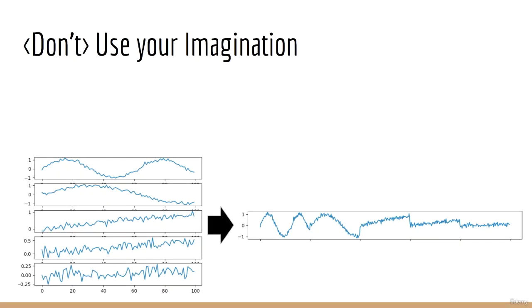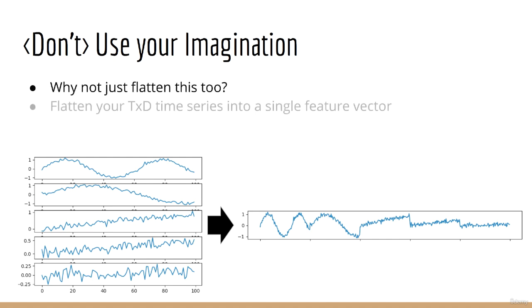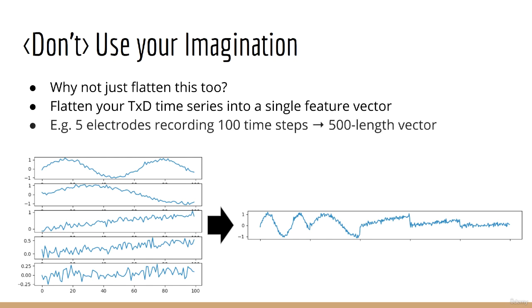Well, here's an idea that requires pretty much no imagination at all. Why not flatten this data too? Let's take a T by D matrix and turn it into a T times D sized vector. Let's say you have 5 electrodes in your head, and you make a recording with sequence length 100, so 100 time steps. Then, if you flatten this, you would just get a vector of size 500.